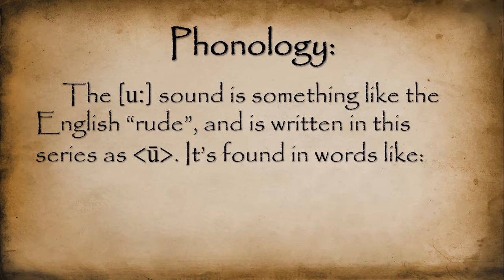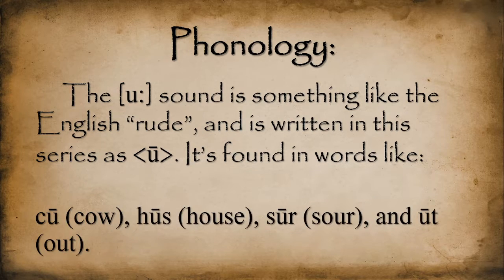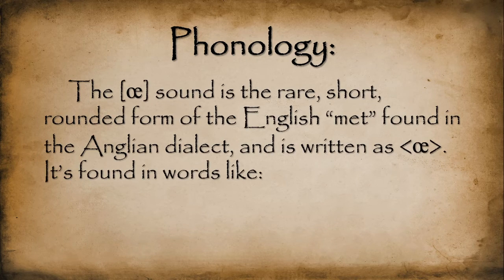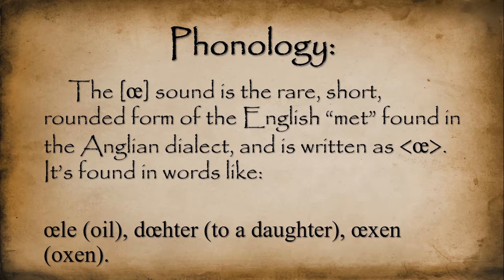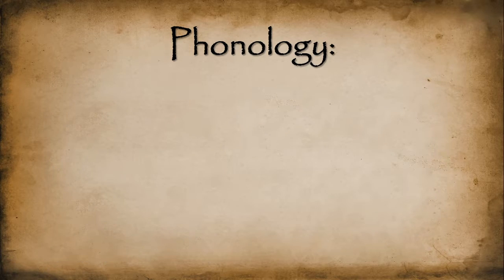The long U sound is like the English rude and is written as U with a macron. It's found in words like ku for cow, hus for house, sur for sour, and ut for out. The OE sound is the rare, short, rounded form of the English met, found in the Anglian dialect, and is written as OE. It's found in words like öle, oil, dochter, daughter, and oxen, oxen.